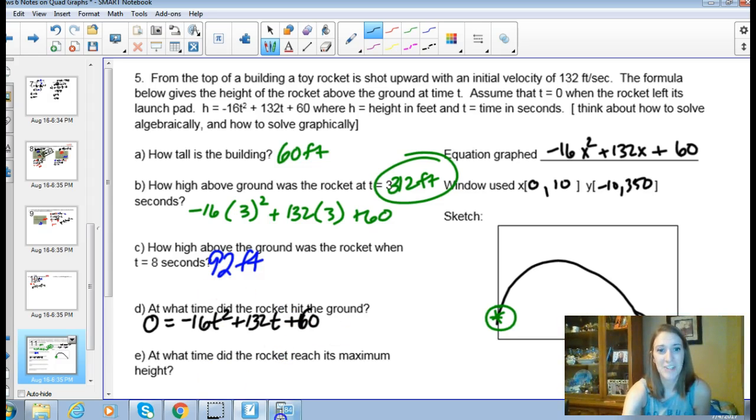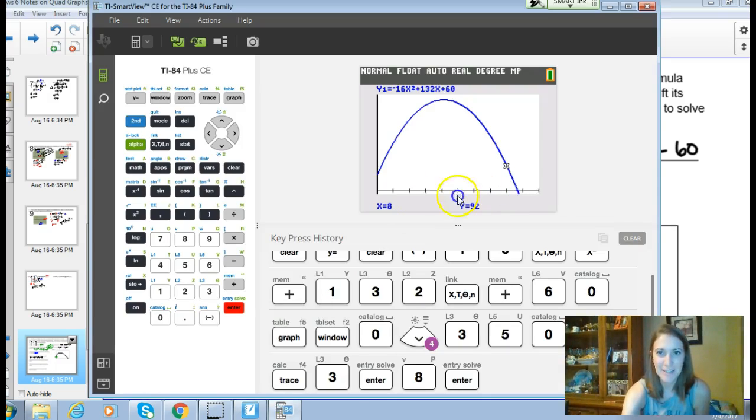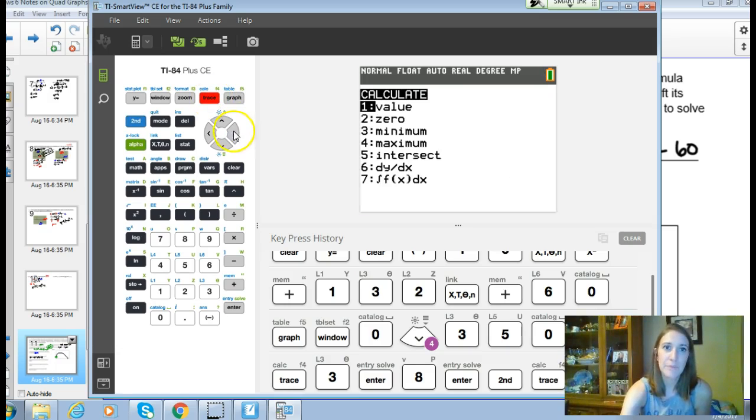Probably not the best method. Use our calculator to find it, okay? Where it hits the ground is called the x-intercept, also known as a 0. So you go to the trace menu and you choose the 0 finder, and then you follow the directions.